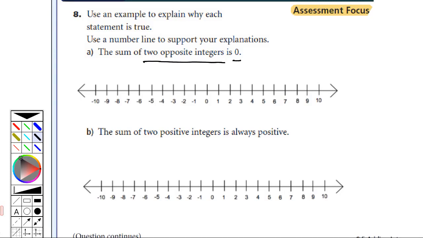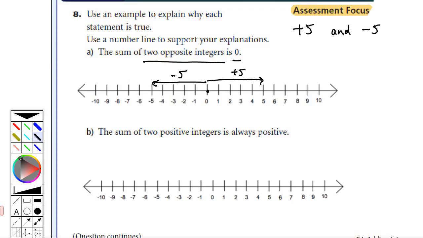Well, first I need to understand what opposite integers are. So opposite integers are integers like plus 5 and minus 5. Those are opposite. So we can see what they look like on the number line. So from 0, I'm going to go plus 5 to do my positive 5, and from the 0 I'm going to go negative 5 to do the negative 5 all the way down to negative 5, and we can see that they're the same distance from 0. So when we add them together, they're always going to be 0.